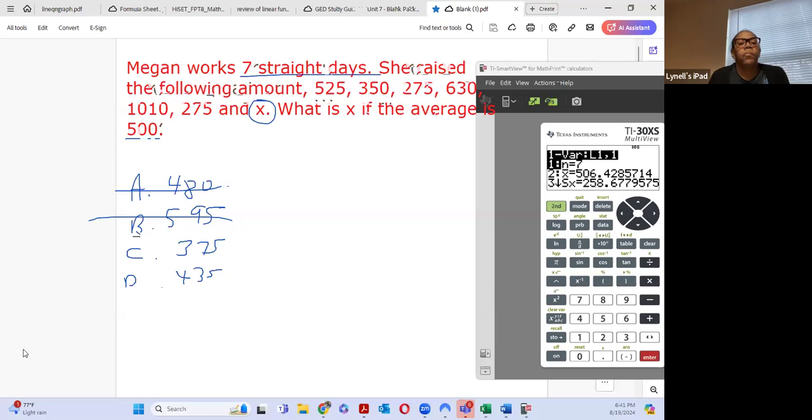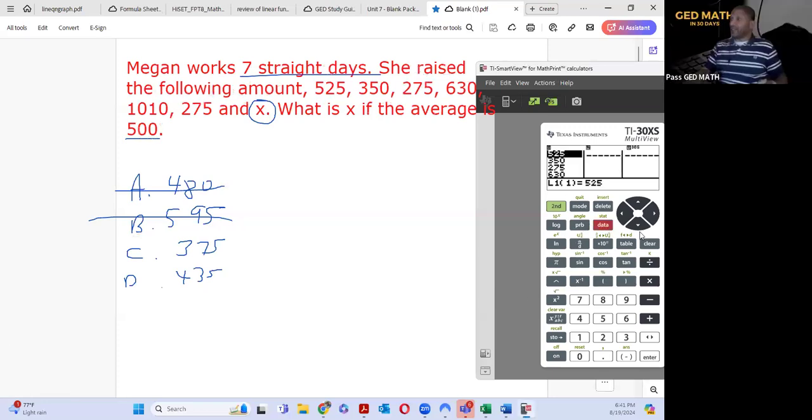Now I'm going to go back to my data and change that last number to 375. 375, enter, second, data, one variable, calculate. See my average? My average is 491. It's not C. So I now know my answer is 435, but I'm going to prove it to you. I'm going to change my last number to 435, enter, second, data, one variable, calculate. This is how you walk through it. Now, what's my average? X bar is 500. Done.